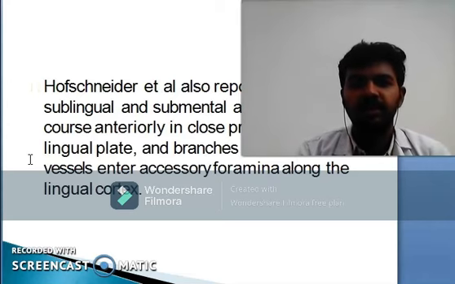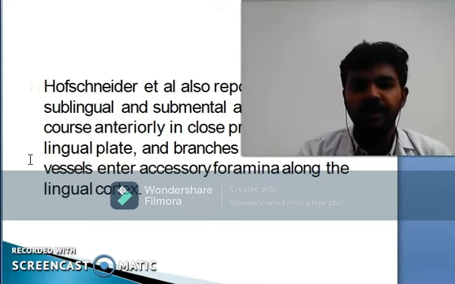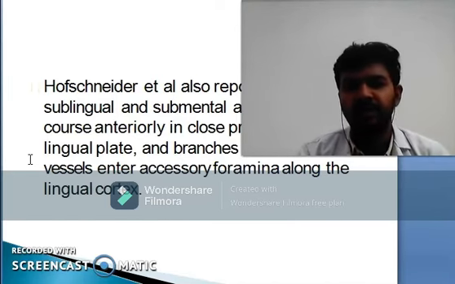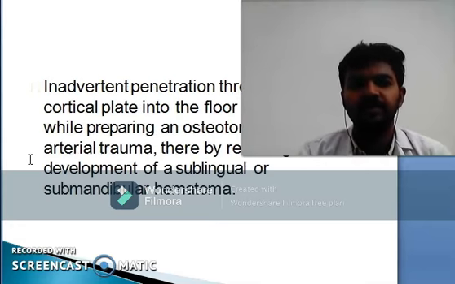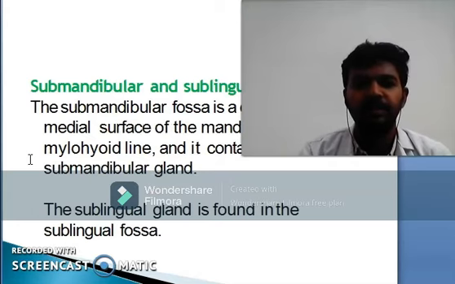Hofstadter et al. also reported that the sublingual and submental arteries may course anteriorly in close proximity to the lingual plate, and branches of these blood vessels enter accessory foramina along the lingual cortex. Inadvertent penetration through the lingual cortical plate into the floor of the mouth while preparing an osteotomy can cause arterial trauma, thereby resulting in the development of sublingual and submandibular hematoma.